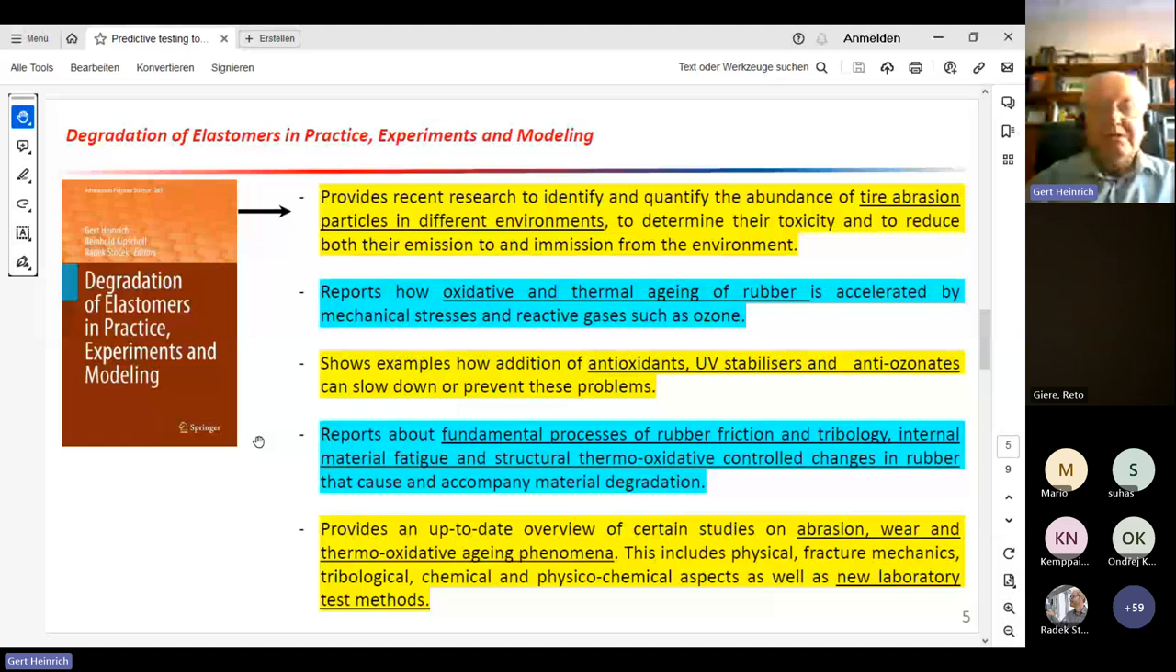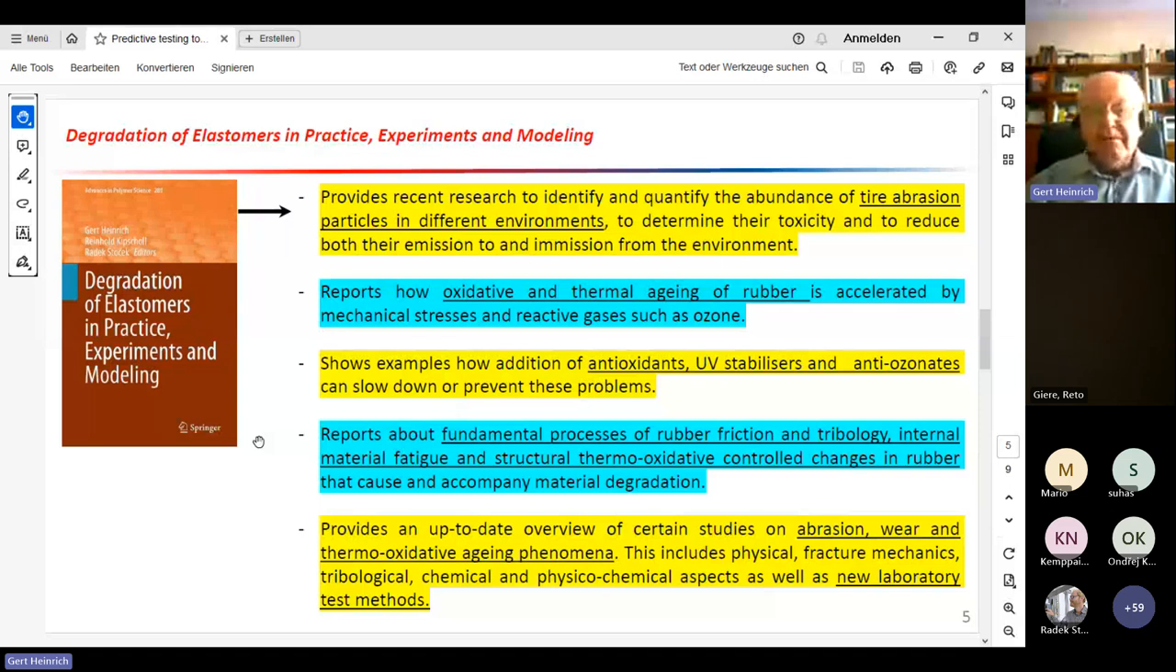Furthermore, this book reports how oxidative and thermal aging of rubber is accelerated by mechanical stress, reactive gases like ozone and so on. It shows also examples of how the addition of antioxidants, UV stabilizers, and anti-ozonants can slow down or even prevent these problems that are related to aging, degradation, and so on.